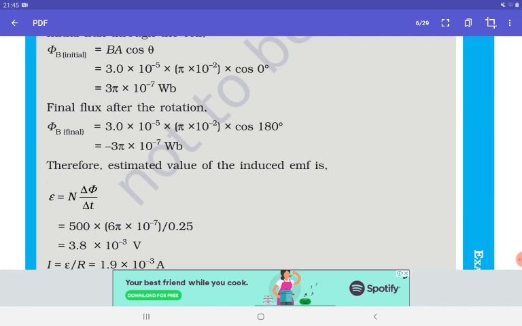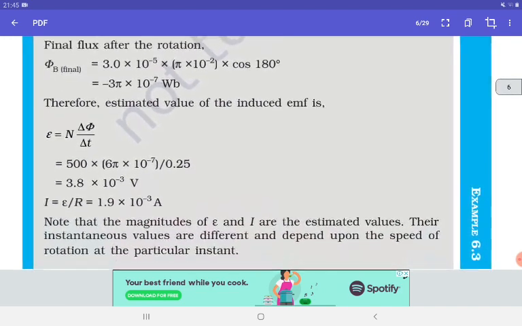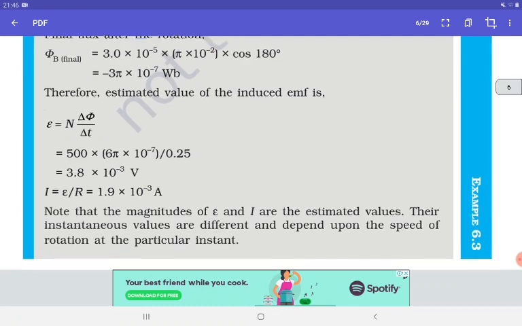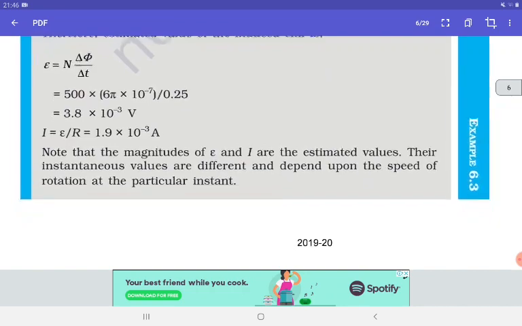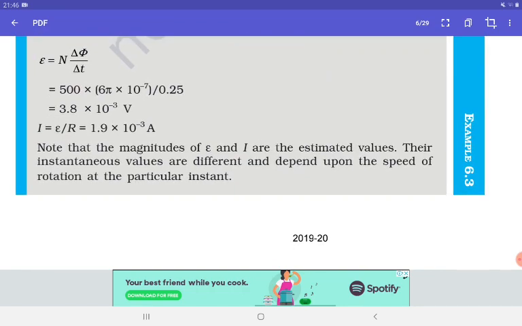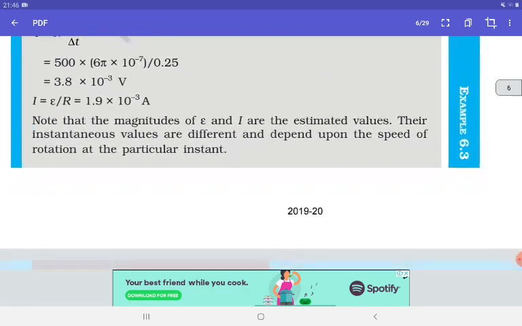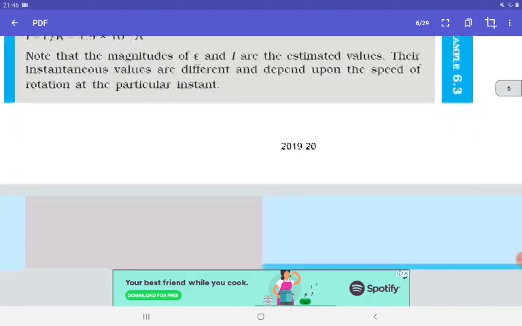So it is 3 pi plus 3 pi, that is 6 pi into 10 raised to minus 7. 500 turns है, so 6 pi into 10 raised to minus 7 divided by 0.25 second का difference, so it is 3.8 into 10 raised to minus 3 volt. So current is EMF upon R, that is 1.9 into 10 raised to minus 3 ampere. Note that the magnitudes of EMF and I are the estimated values. Their instantaneous values are different and depend upon the speed of the rotation at the particular instant.